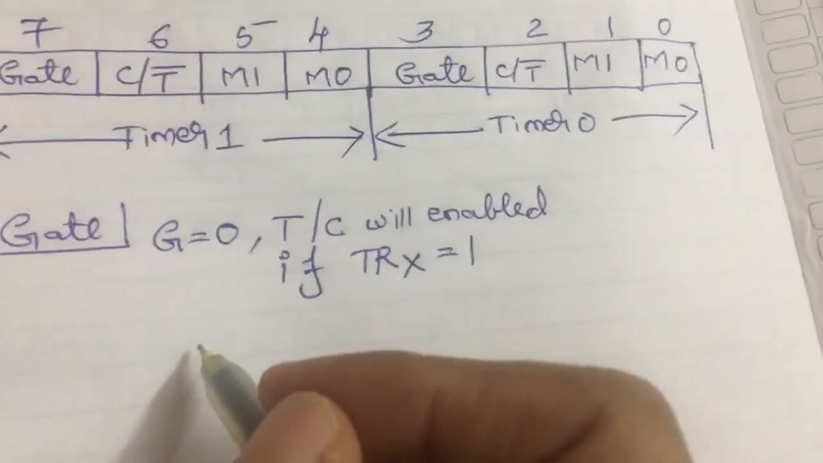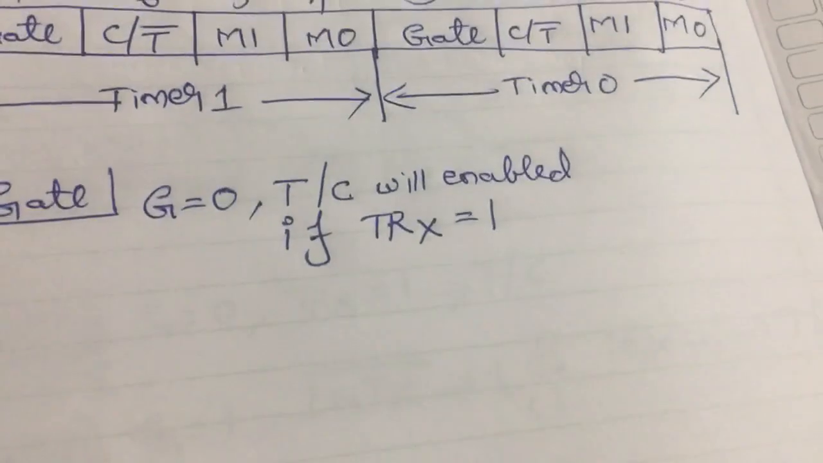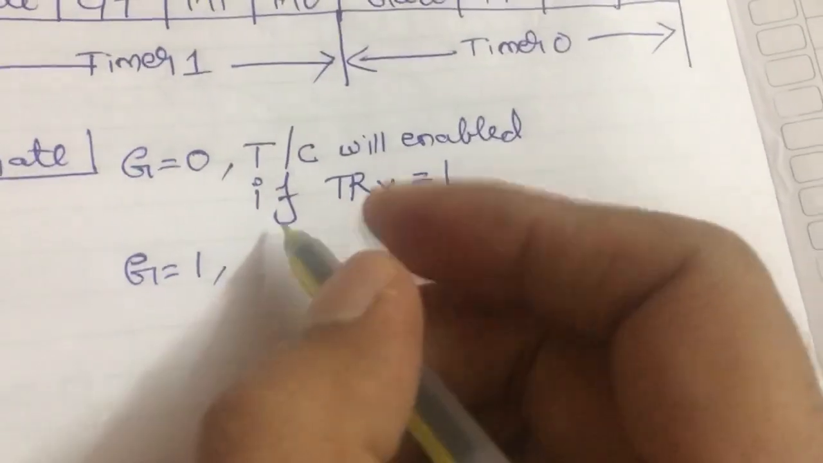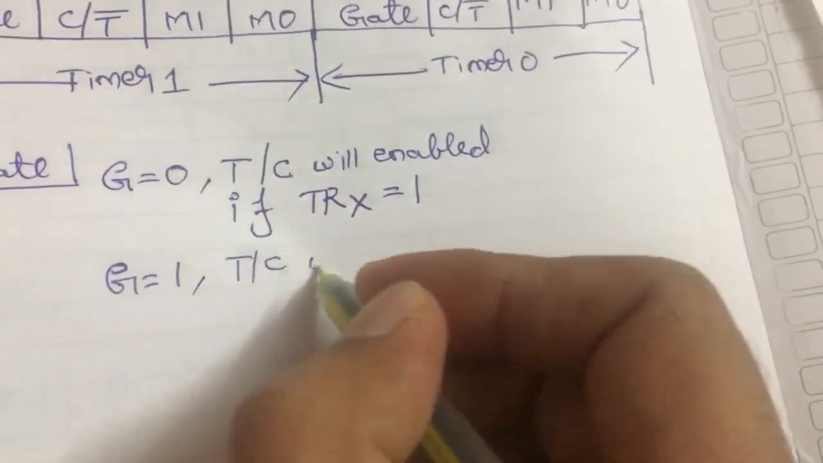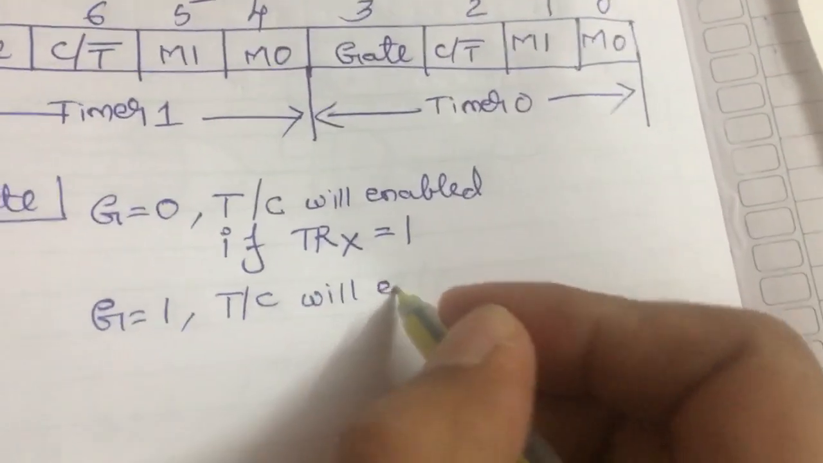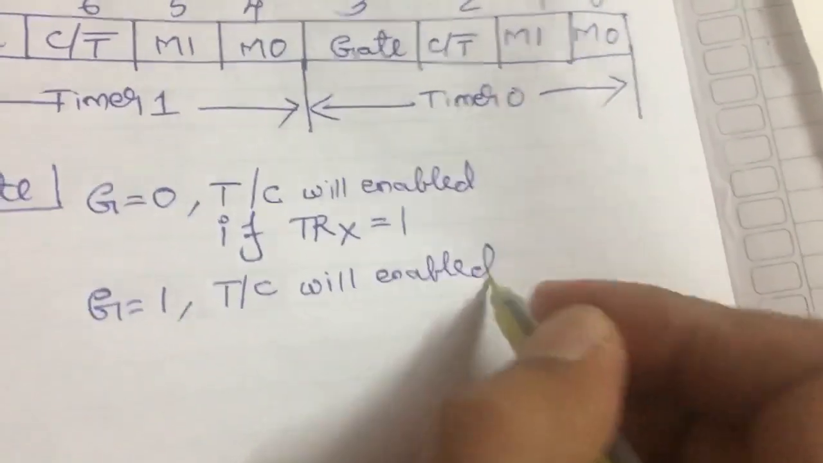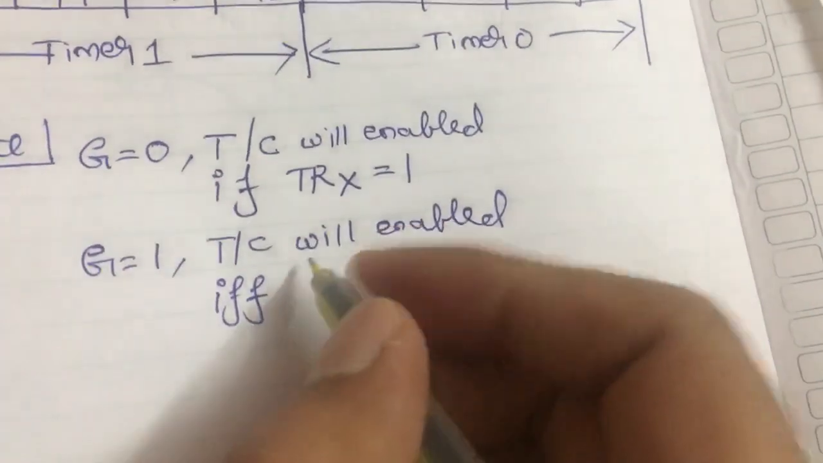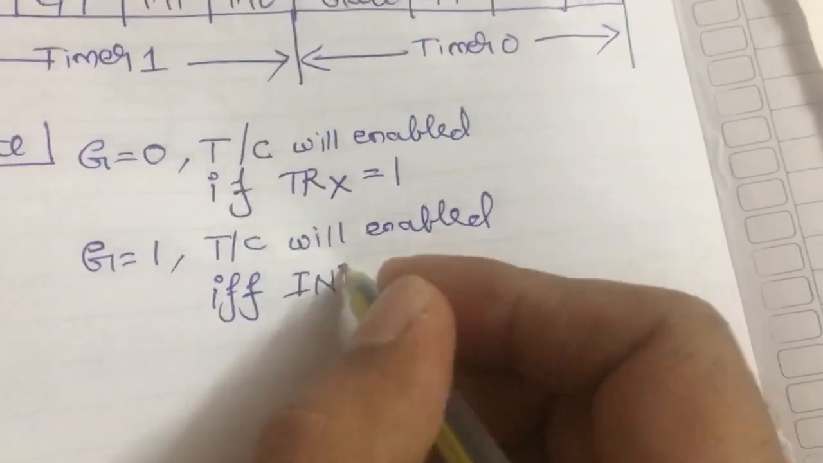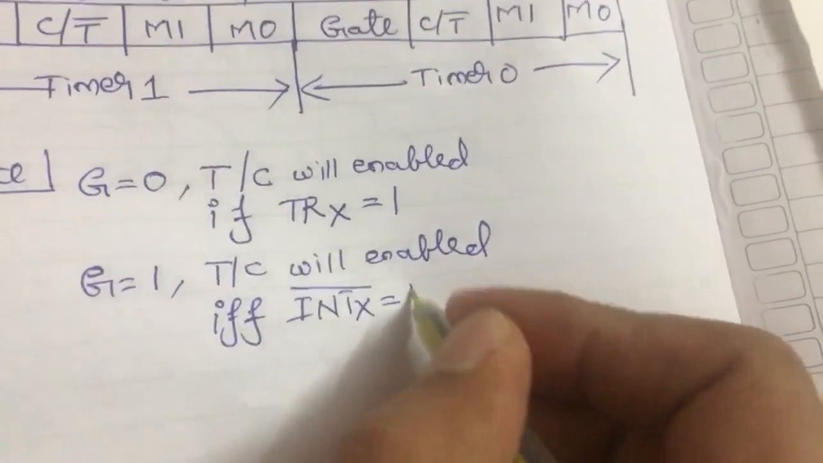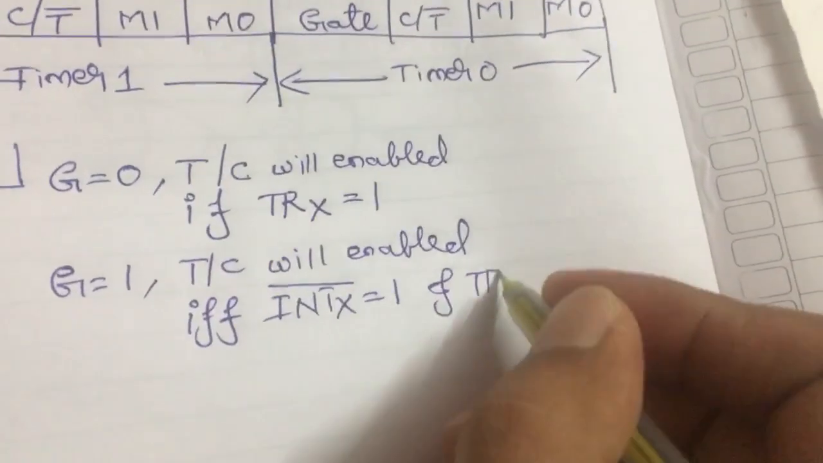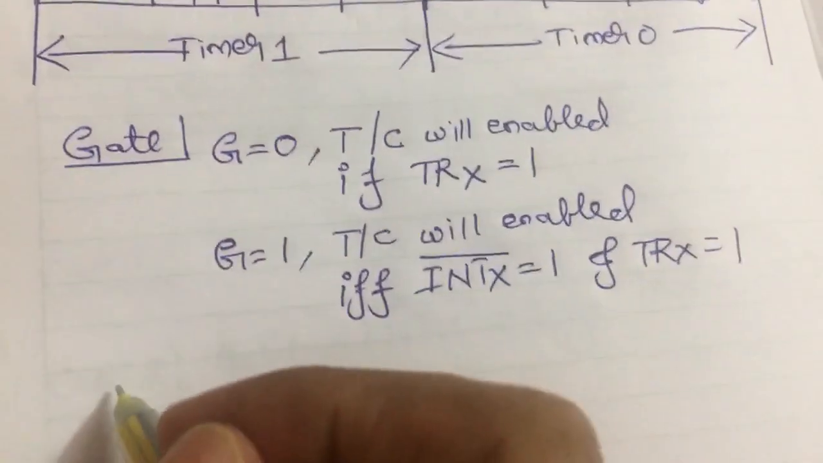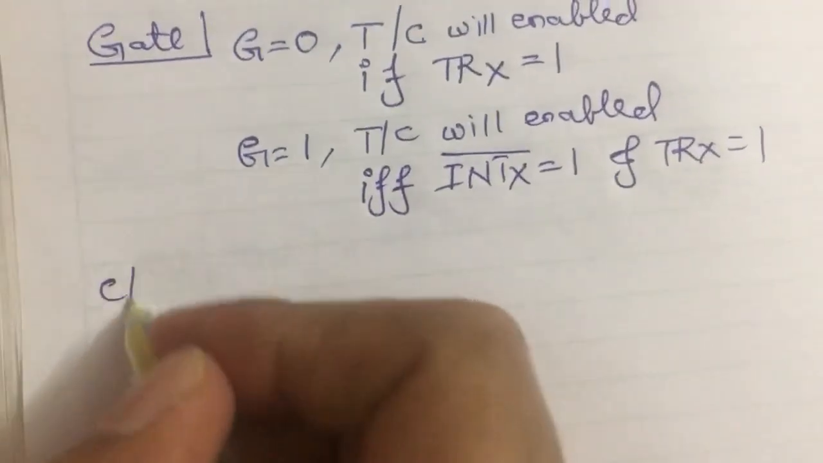This is the first case, as we have seen in the last class. And when GATE is equal to 1, this is the second case: the timer/counter will be enabled if and only if INTx bar is equal to 1 as well as TRx equal to 1. Am I right? So this is about GATE.